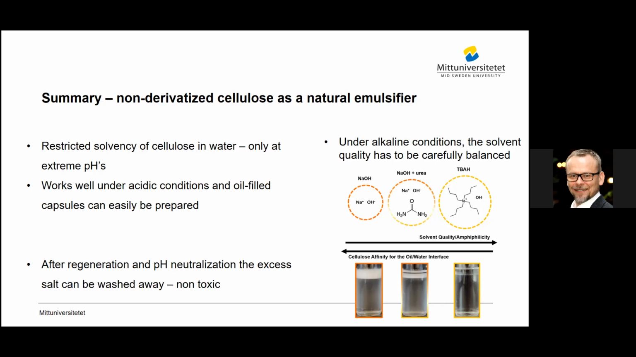If we go to the alkaline conditions, the solvent quality has to be carefully balanced, as you saw. There is a trend with the solvent quality, and then a trend with the cellulose affinity for the oil-water interface between these different solvents, and you need to find a good balance here. And for those that work, sodium hydroxide and urea, it means that you need to play a bit with the pH to make these emulsions work well.